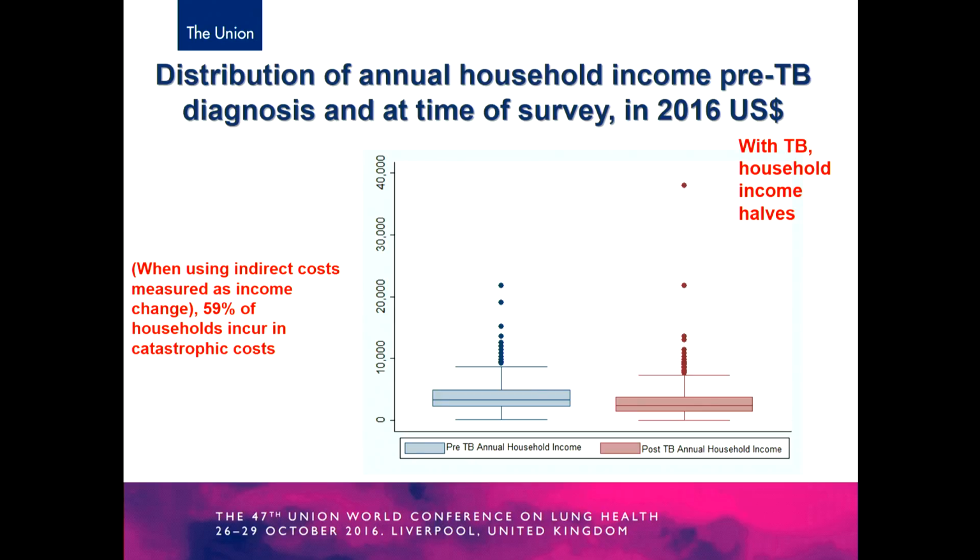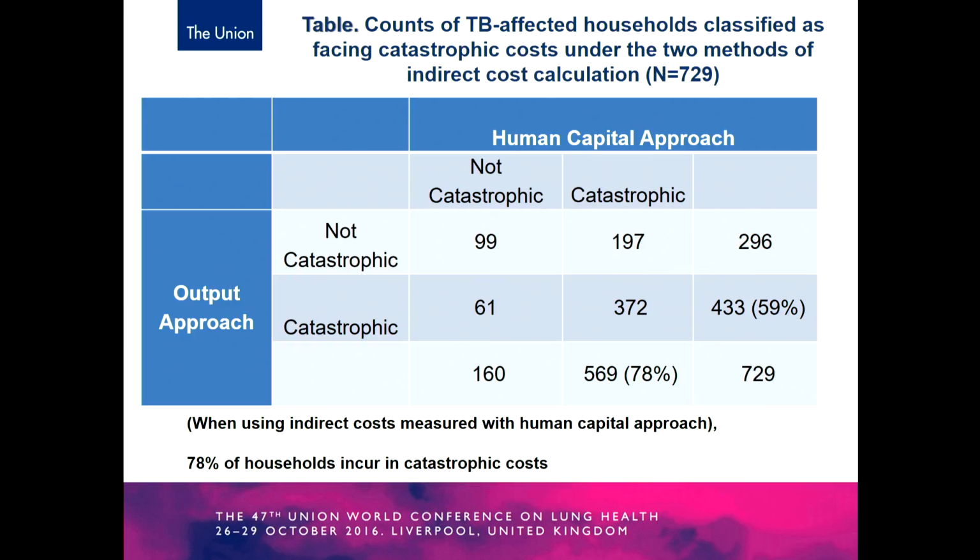And here we could see that when using the direct cost measure as income change, almost 60% of households incur catastrophic costs, and the cost shifts between pre-diagnosis and after diagnosis. Using the human capital approach, almost 80% of patients face catastrophic costs. But using the output approach, we have less, only 60% of patients facing catastrophic costs.